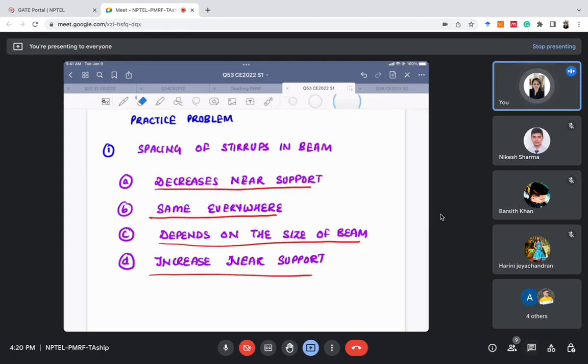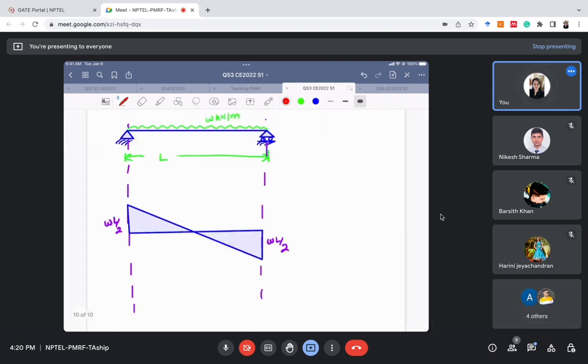Okay, then I'll tell you the answer. The spacing of the stirrups in a beam decreases near the support. So the answer is A. How is it? Suppose we take a simply supported beam. When we draw the shear force diagram of this beam, we see that shear force is maximum near the support, right? The shear force is maximum at the support.